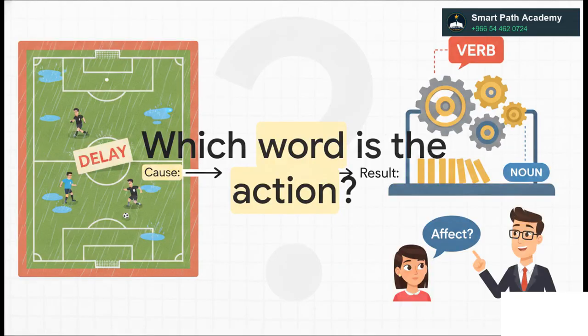To kick things off, let's set the scene. Picture a school sports match, but suddenly the rain just starts pouring down. That rain is actively changing the game, right? And because of that, a big result card pops up on the field that says delay. So the rain affected the match, and the effect was a delay. As we look at this whole cause and result machine in action, I want you to ask yourself something. Which of those two words is actually performing the action?